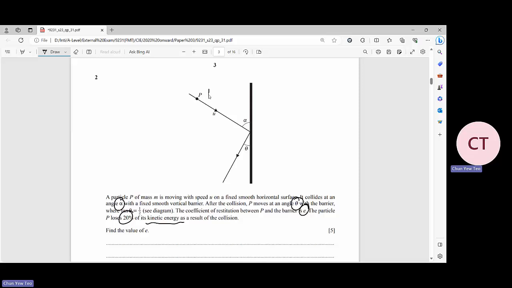So we have this is before, this is after. For before and after, usually we will write it out like this. Before, this is the u. Then this is alpha, so therefore this is alpha. Then after will be here.